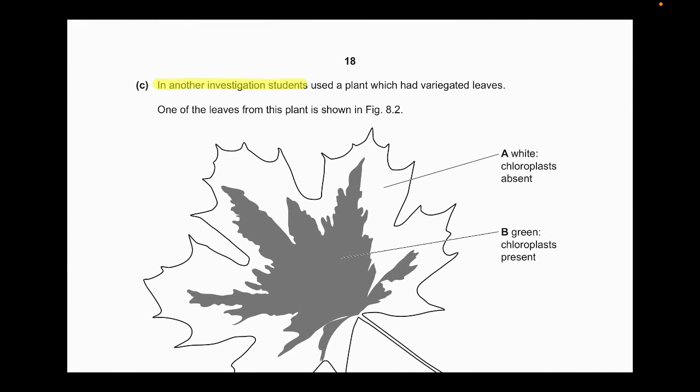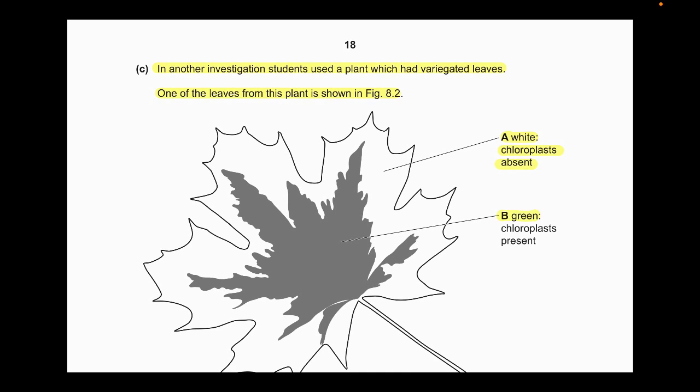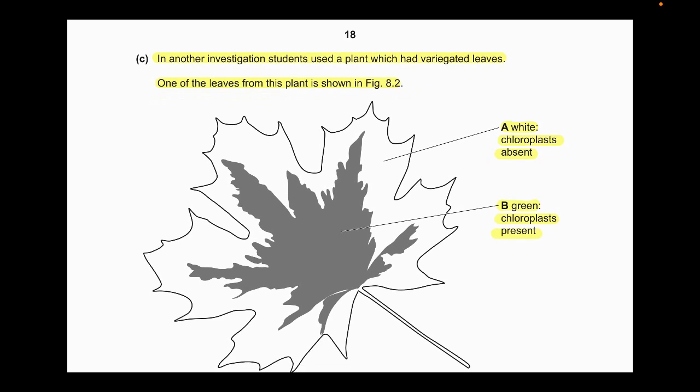In another investigation, a student used a plant which had variegated leaf. One of the leaves from this plant is shown in figure 8.2. All right. A, white, no chloroplast. This region is white and chloroplast is absent in this region. B region is green and chloroplast is present in this region.